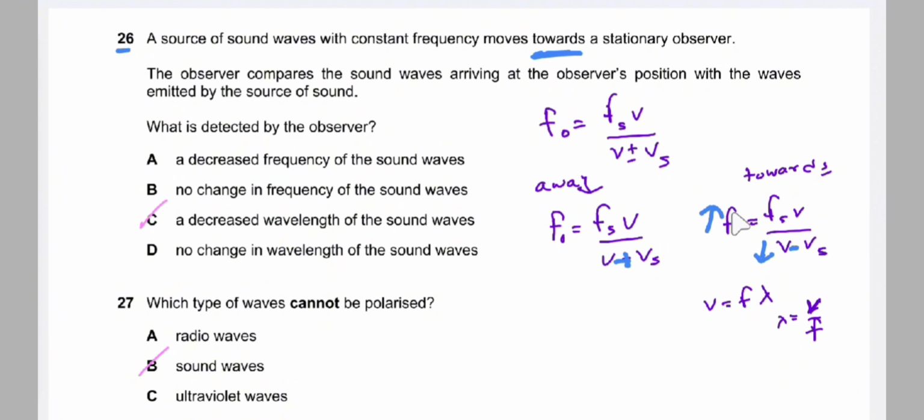Since the observed frequency is more, and V is equal to f lambda, the frequency is more, that means the wavelength is less. So since frequency is more, the wavelength is less. So the observer hears a decreased wavelength of sound. The wavelength is decreased because the frequency is more.